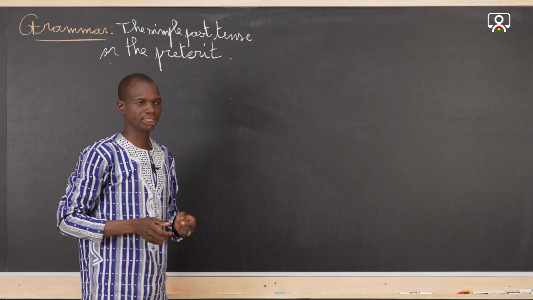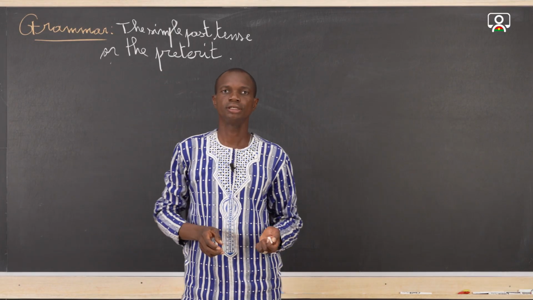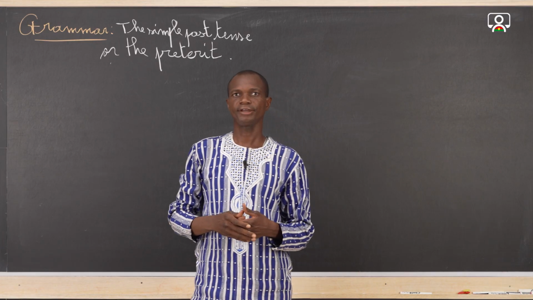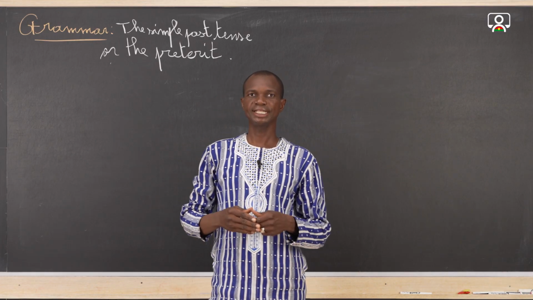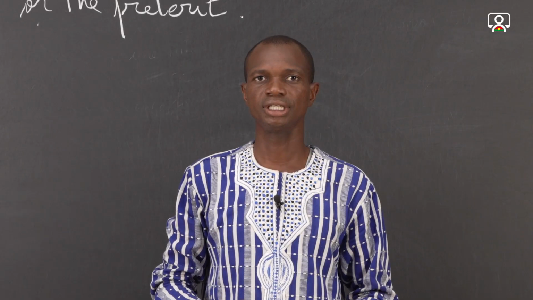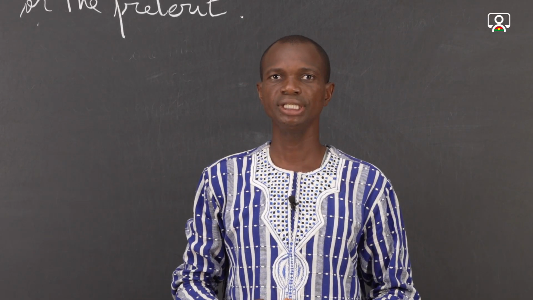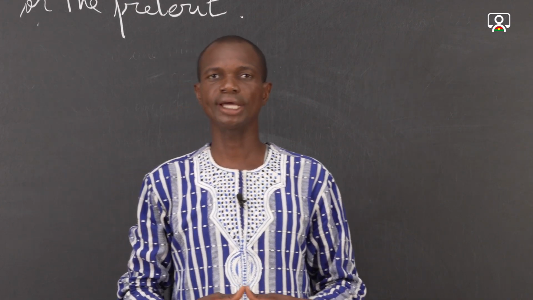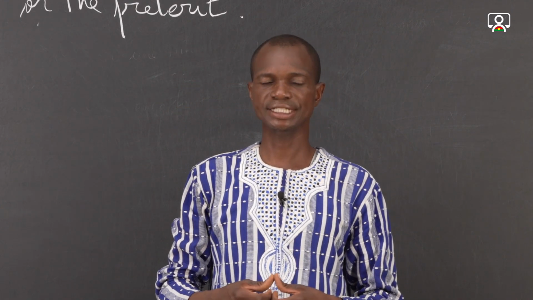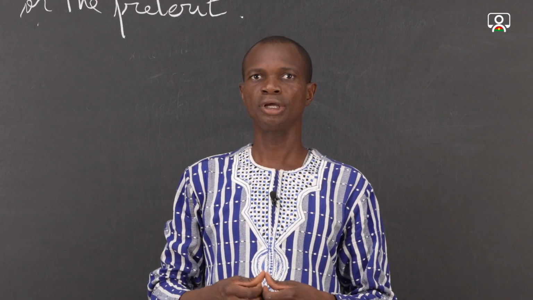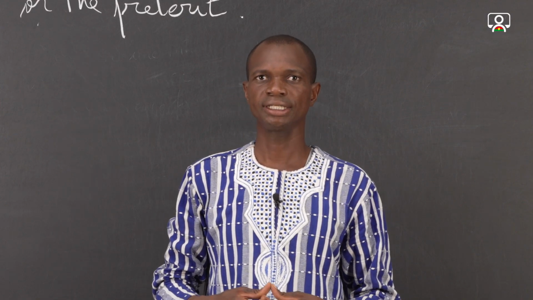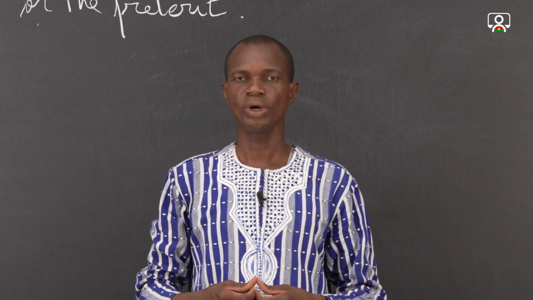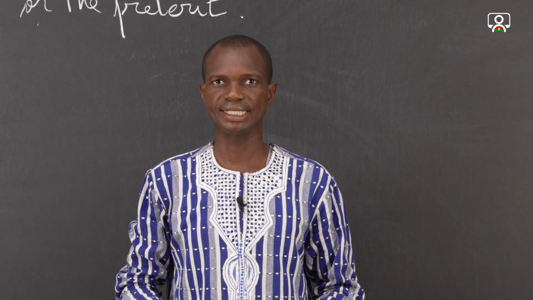In this lesson we are going to see mainly four parts. The first part will be the preterit with regular verbs. The second will be the preterit with irregular verbs. The third one will be the structure, meaning the different rules of formation of the simple past tense. And the last one will be the use, meaning when do we use the simple past tense.